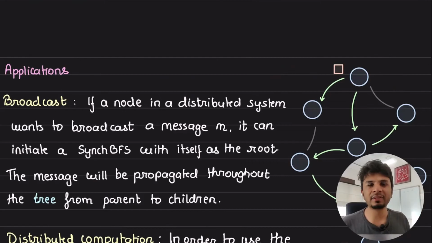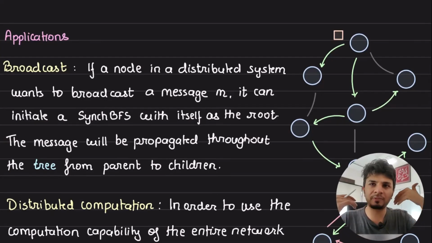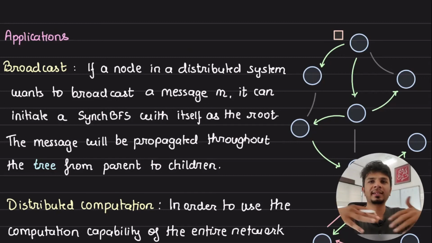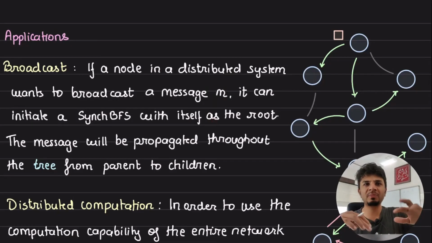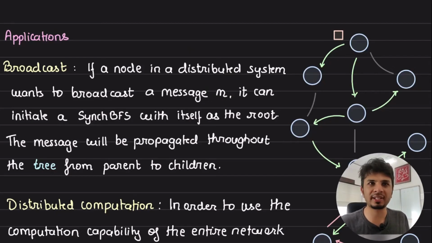Okay. Final thing to discuss in this video is applications. Applications of synchronous breadth first search traversal. First, efficient broadcast. You would have seen from afar that this is the classic case where I can use this system to broadcast something to my network and I would know that everyone received it. So if a node in a distributed system wants to broadcast a message M, it can just initiate the synchronized BFS algorithm with itself as the root. The message would be propagated to all the children in the tree and they would be responding back, acknowledging. This traversal is very heavily used for broadcast.